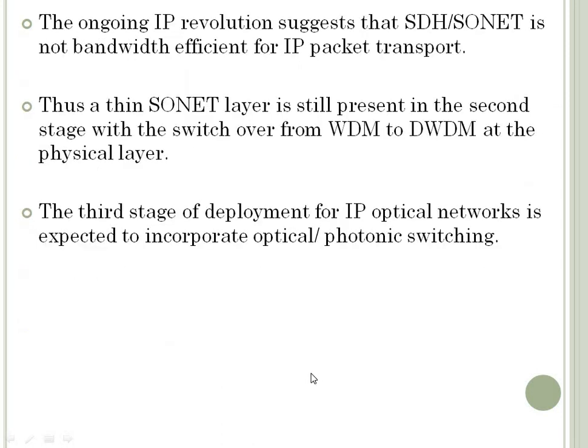So the IP over DWDM is possible by removal of the ATM and the SONET layers due to the development of optical and photonic enabling technologies. Hence, the third stage is expected to incorporate optical photonic switching. So the realization of IP running directly on a DWDM physical layer has become an important goal in optical networking.